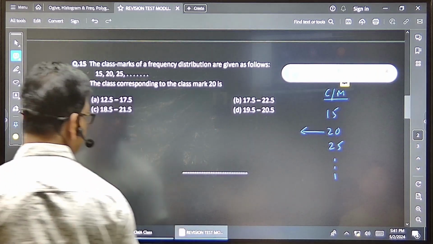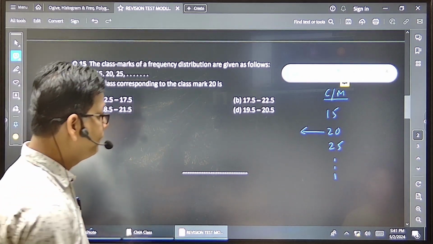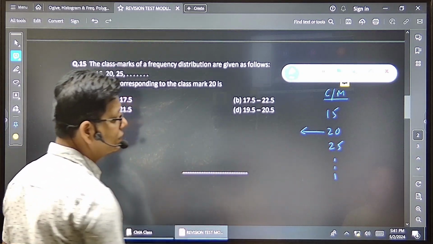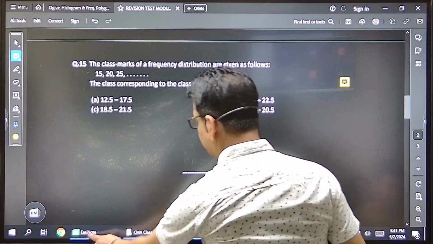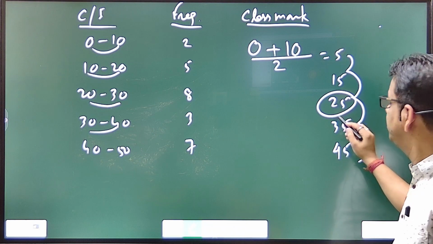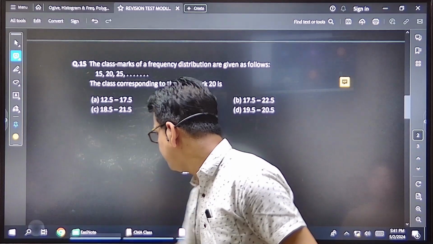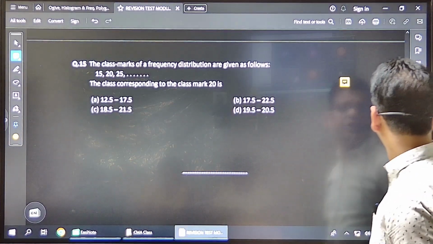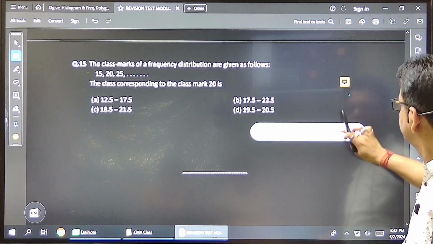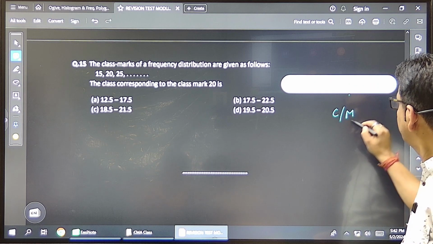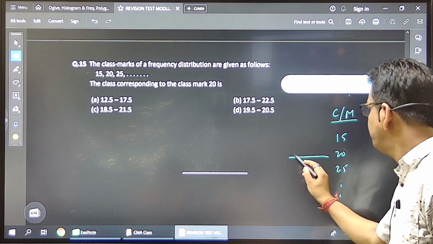Just a minute, I will clarify your doubts. If I erase it, it will go again. So, for this class mark 20, which is the class? Any idea? I need to go to the page. Again, I'll write this. The question is now, for 25, which is the class? That way the question is asked. Now I write again: the class marks are given 15, 20, 25, and so on. For 20, which is the class?